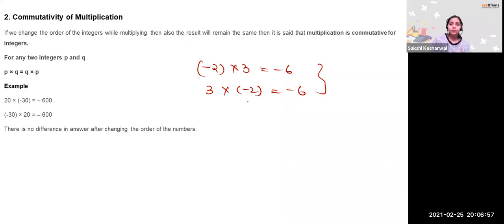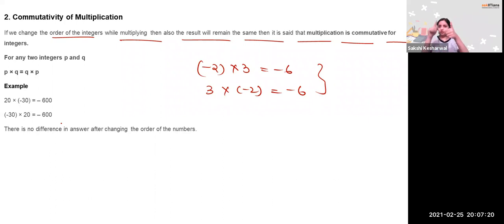Just see that the position changes. So yes, we say that integers are commutative under what? Multiplication. That's it. So if we change the order of the integers while multiplying, the result will remain the same. It is said that multiplication is commutative for integers, right? So yes, it's true. We have also learned about the commutative property for addition.